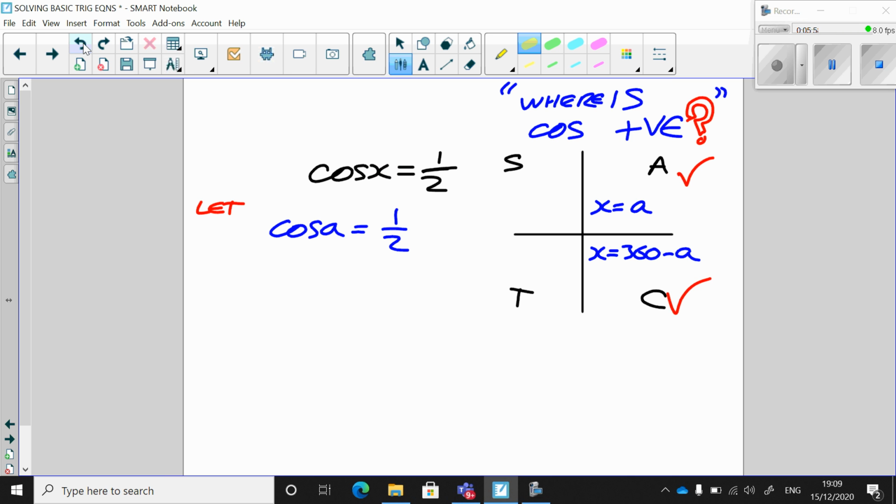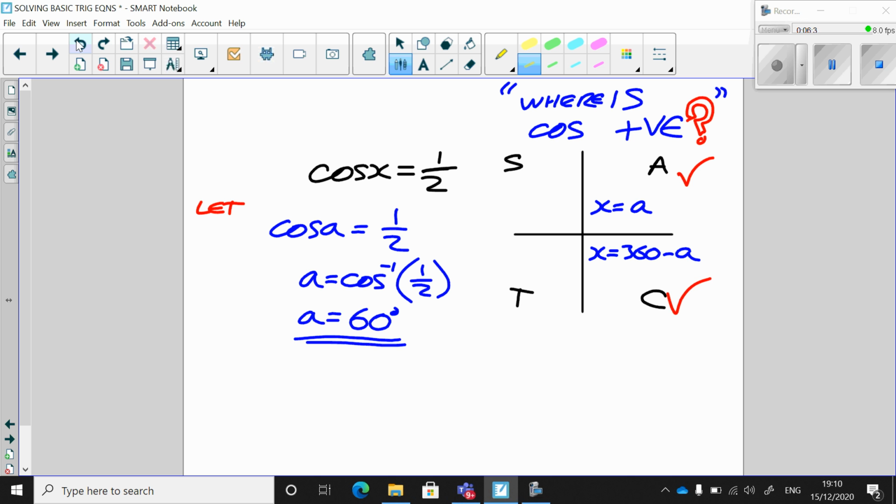So to get a on its own, we need to get rid of that cos. To get rid of that, on the other side, we put cos to the power of minus 1, which is inverse cos. Inverse cos of a half. You grab your calculator, shift cos, it should come up like that. Put in 1 divided by 2 equals, and what do you get? Do you get 60? Good, that's what I get.